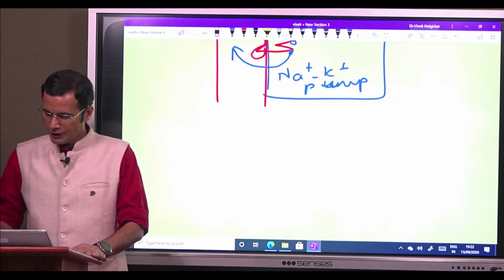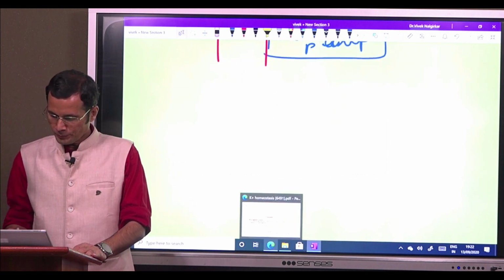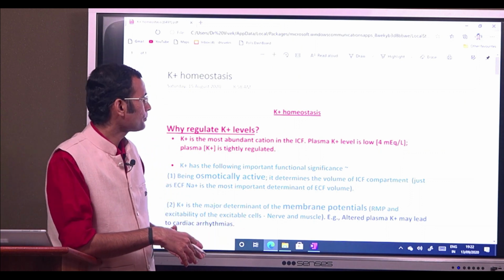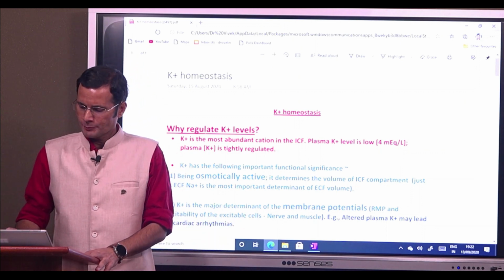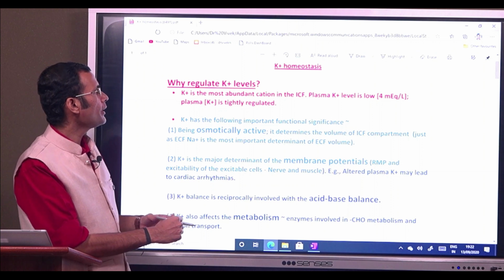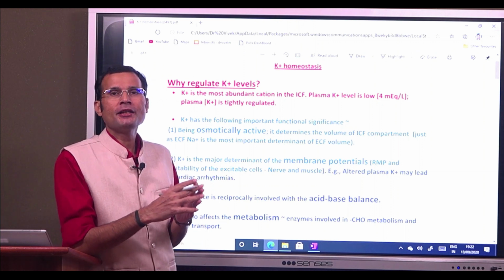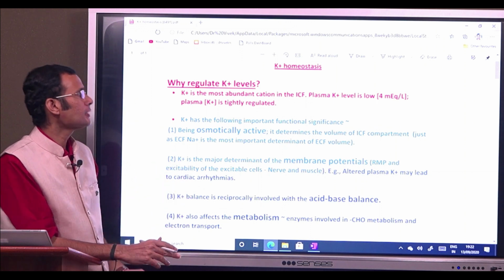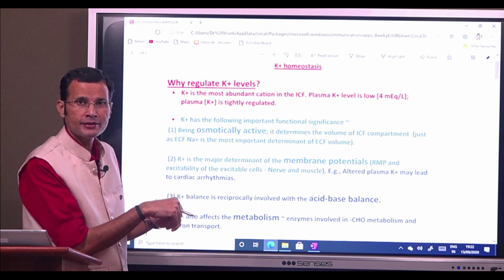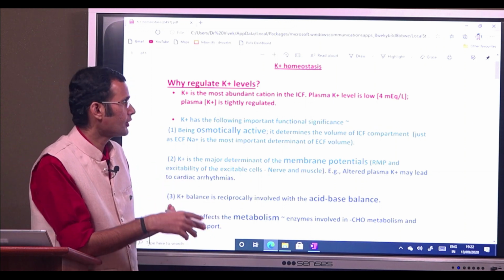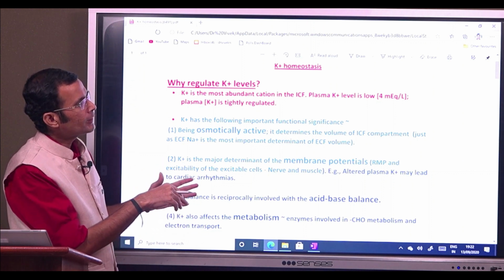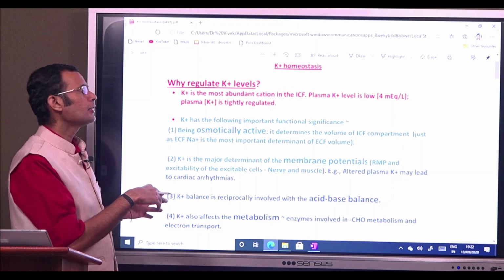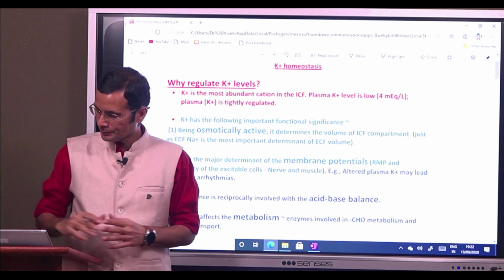So, with that in mind, now let's have a look at potassium homeostasis, the topic at hand. First point, why do we need to regulate the potassium in the body? Potassium is the most abundant cation in the ICF, as I mentioned just now. Plasma potassium level is very low, 4 milliequivalents per liter, and it needs to be tightly regulated.